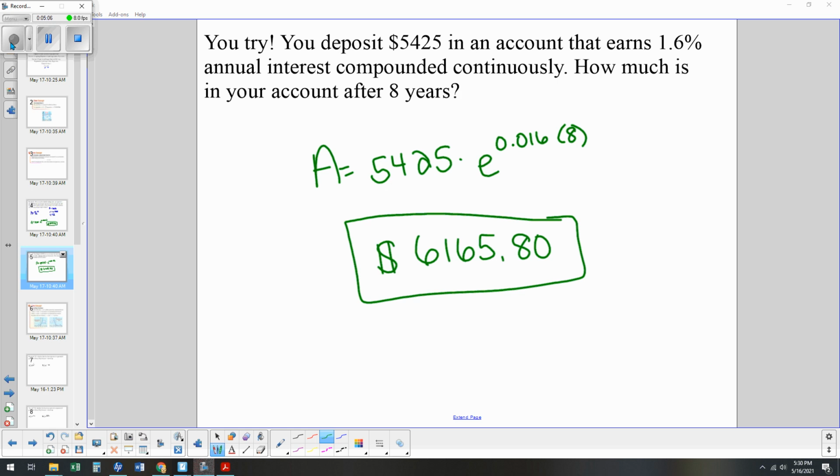All right, so if we set this up, we're going to do e raised to the 0.016 times 8 power, then multiply that answer by 5425, and we get $6,165.80.